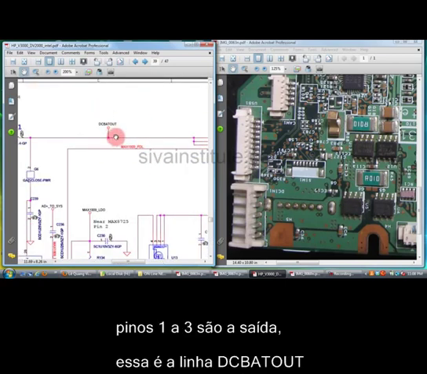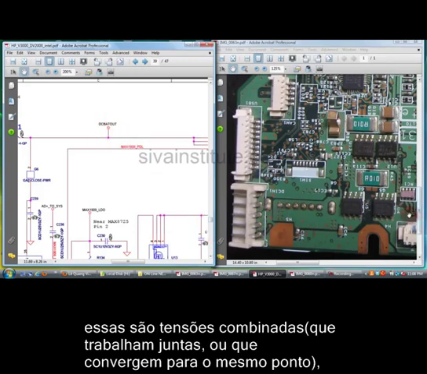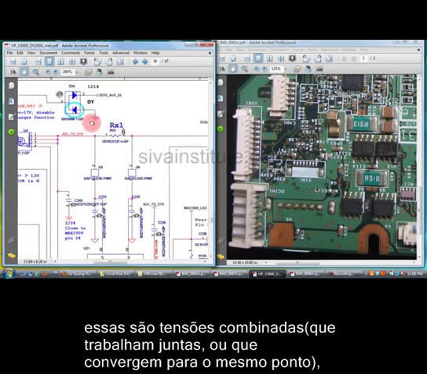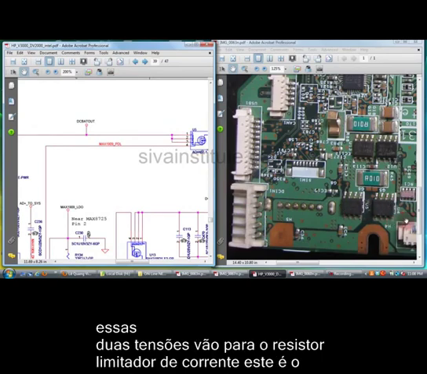This is DC bat out, that means DC adapter battery out. This is the combined voltage. So this is U4, this is U5. Adapter voltage comes to this chip; this is the input pin, this is the output pin. Battery voltage comes to this FET pin; these are the input pins, these are the output pins.